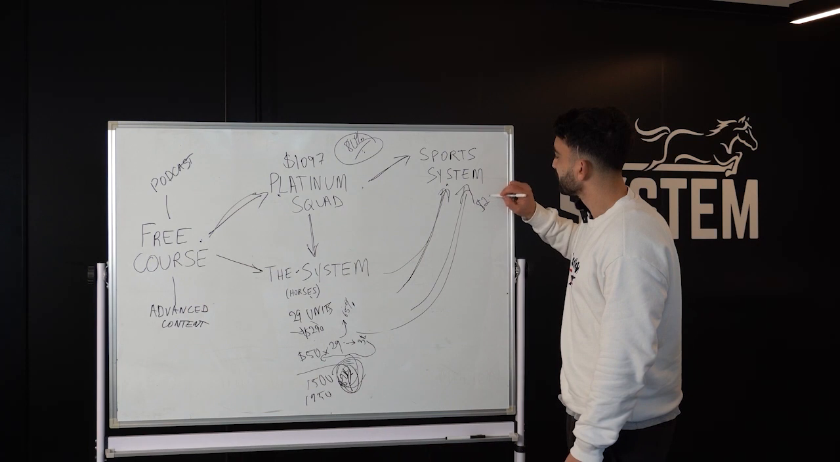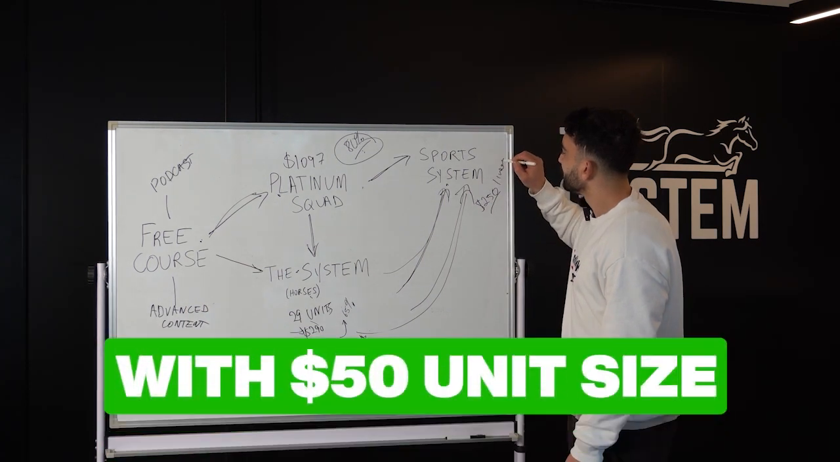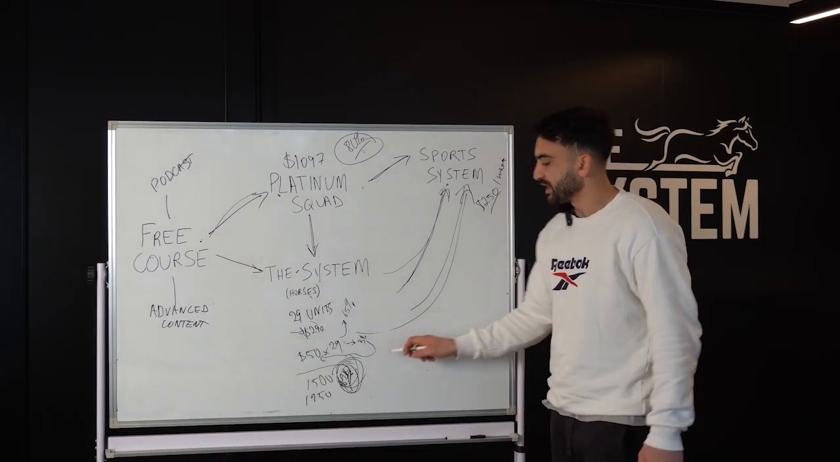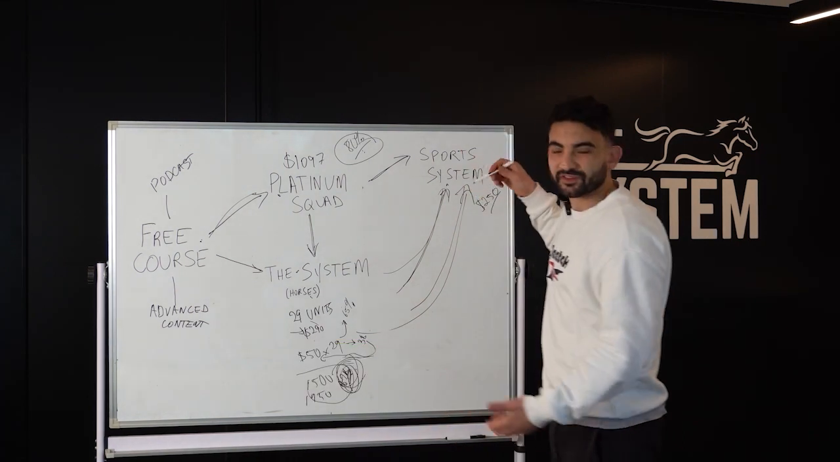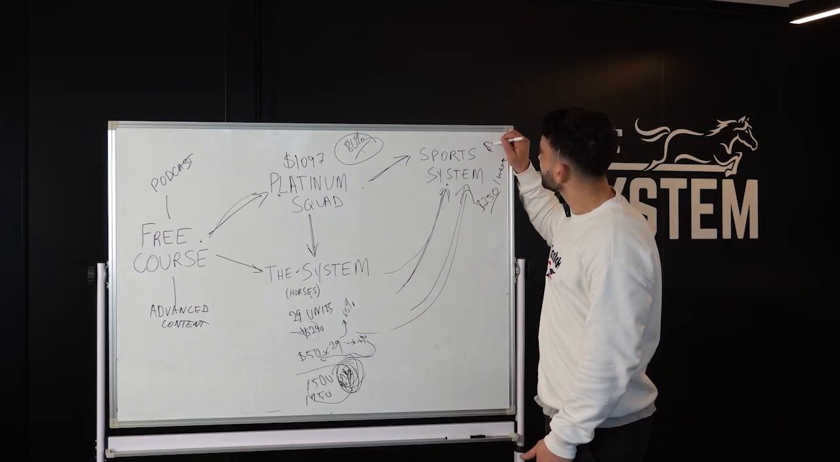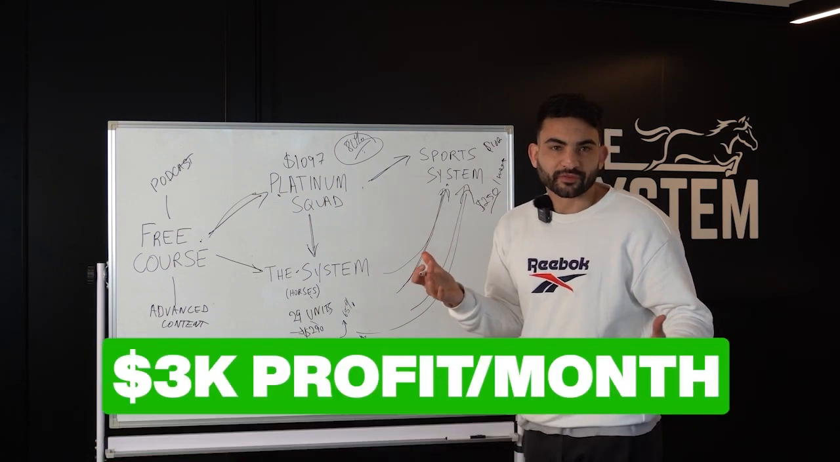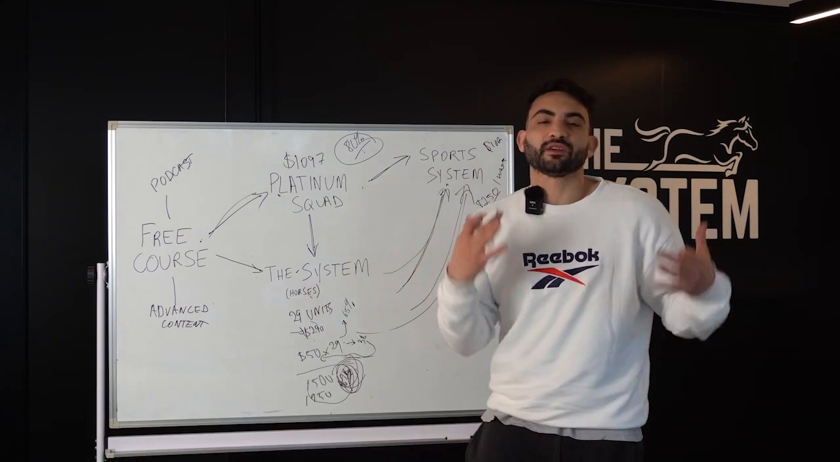This averages roughly $250 a week with a $50 unit size. And all of a sudden, you're getting 2K a month here. You're getting roughly $1,000 a month here, let's say. And all of a sudden, you're at 3K profit a month. That's when things start to compound.